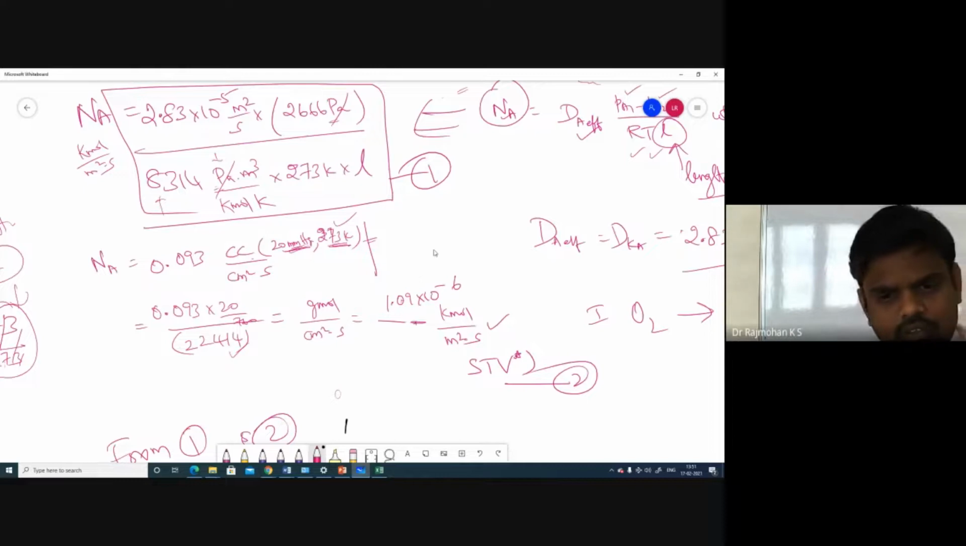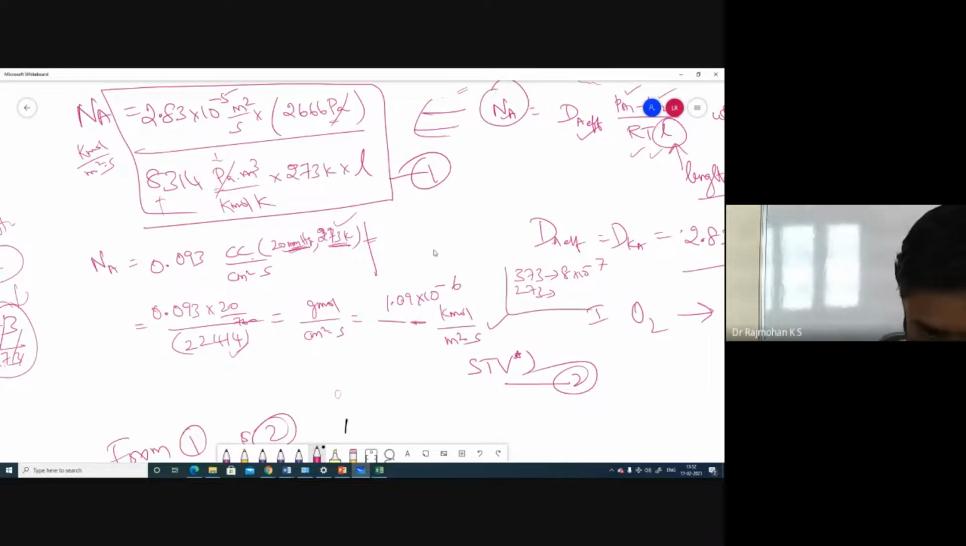Okay, because around you are saying 10 into 10 power minus 7. That's okay. At 373 Kelvin, we have a value of 8 into 10 power minus 7, so at 273 this is valid. It's a function of temperature. So this Na from 1 and 2 is equal to 1.09 into 10 power minus 6 kilomoles per meter square second, subject to verification.